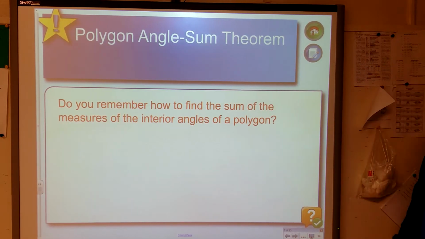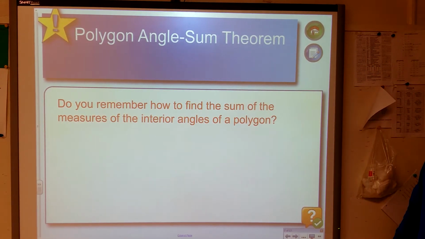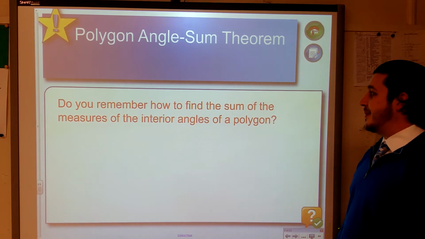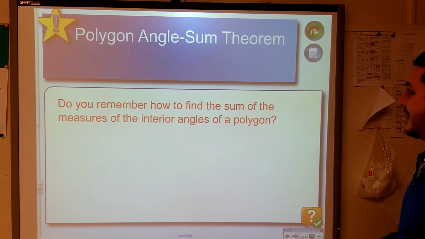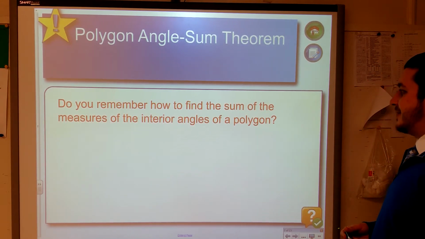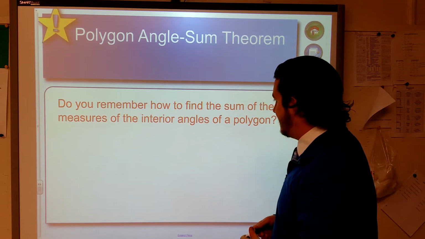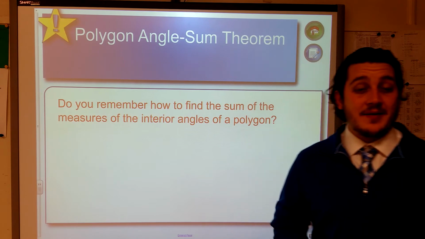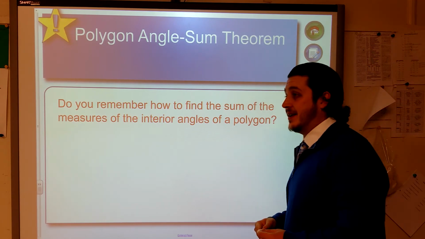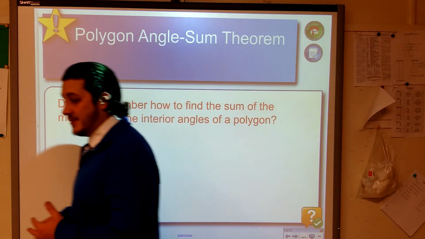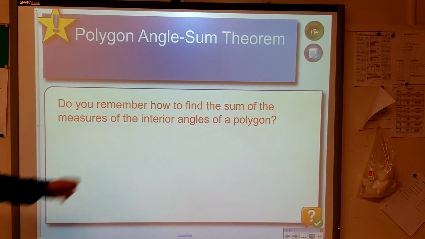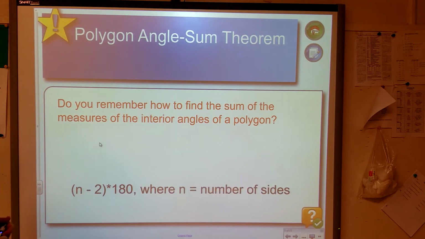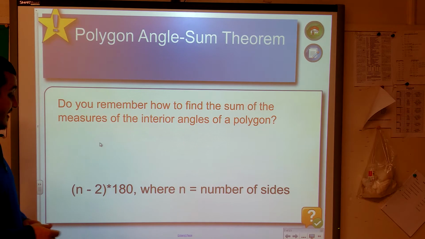All right. So the polygon angle sum theorem. Do you remember how to find the sum of the measures of the interior angles of a polygon? Have you done it before? I think some have. I think it's been starting to get introduced more and more into middle school time. It was there somewhere.